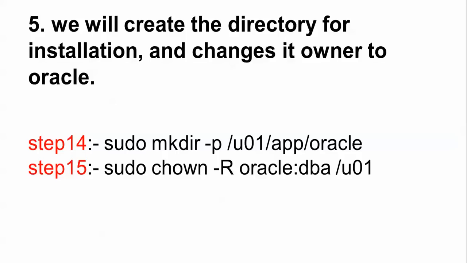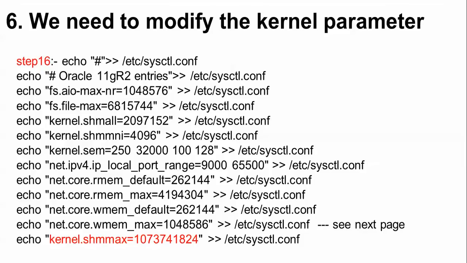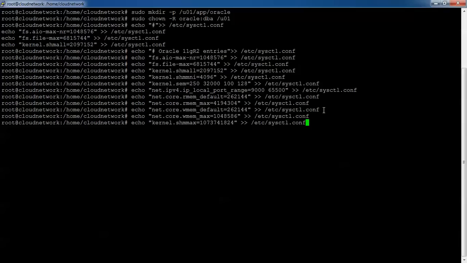Now we need to create a directory for the installation and change the owner to oracle. So this is the command to change the ownership. We need to modify the kernel parameters. So let us begin now. After typing, press enter. So I have created the kernel parameters.